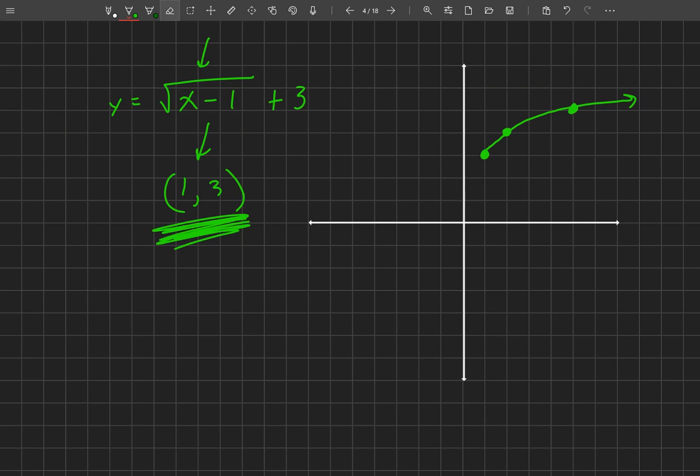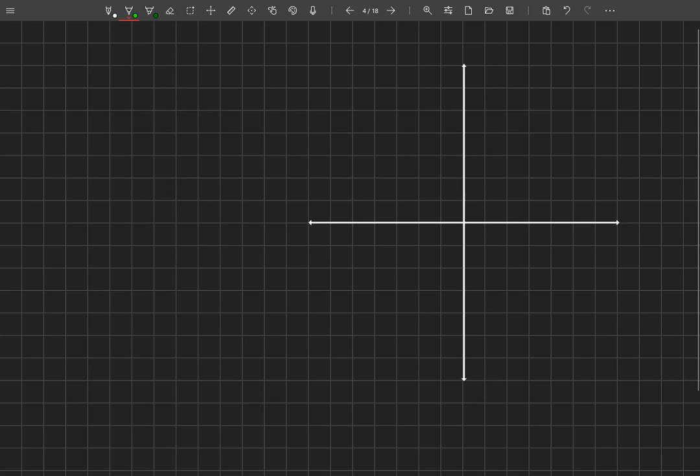Let's do a different one. Let's do this one just to prove to you that it works on all of them. Y equals, you try this one. See if you can do this. X plus 4 minus 2. Oh, that wasn't right. All right, try this real quick.